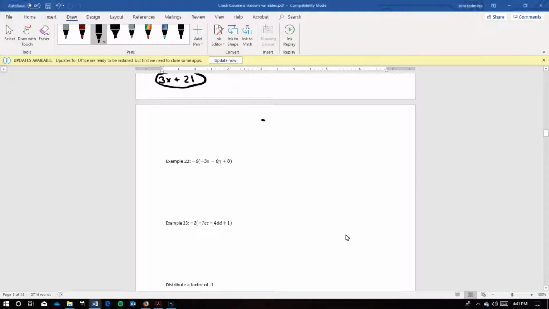All right, so in this one, let me rewrite it correctly. We're going to distribute a negative 6. Make sure you take the whole negative with you whenever you're doing this one. Okay, so negative 6 times a negative 3x is going to be an 18. Two negatives in multiplication make a positive, and it's an x.